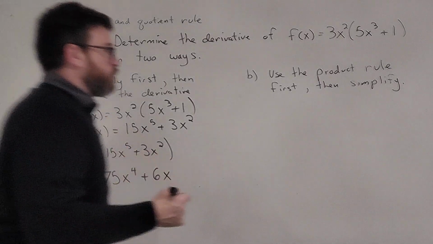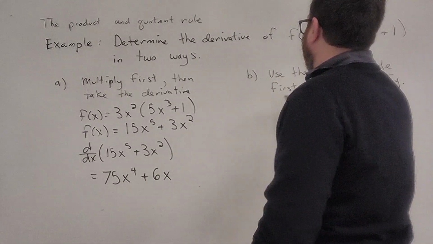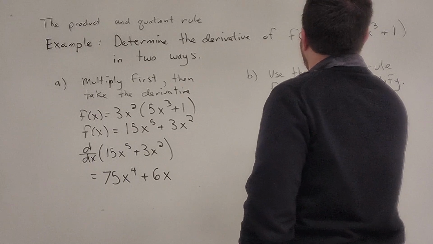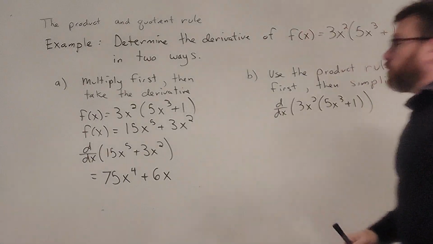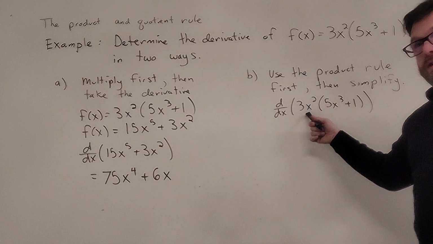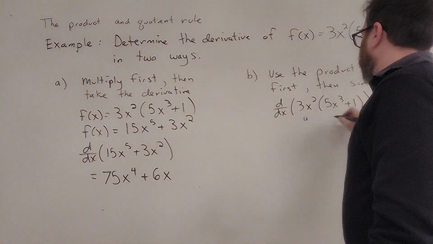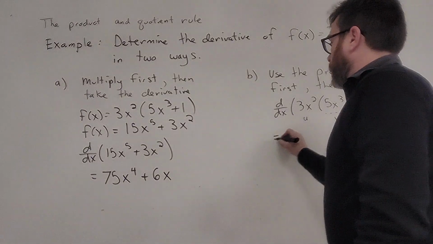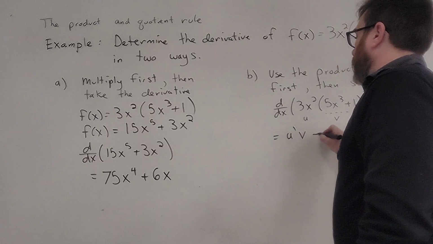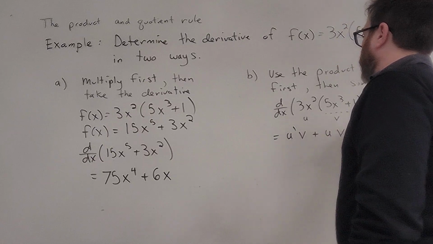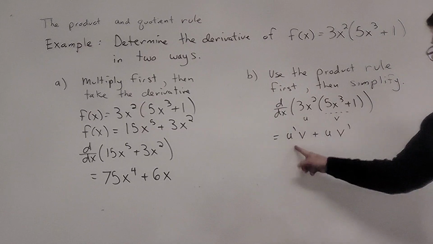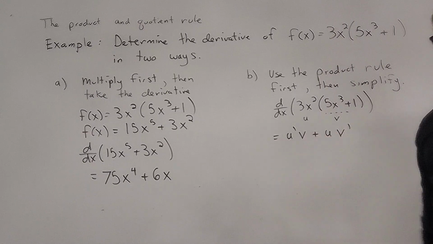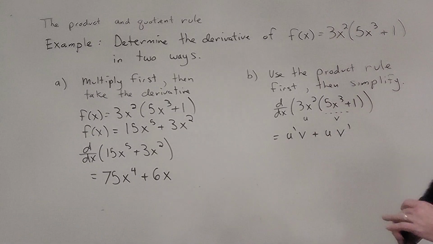Now, here we're going to use the product rule. The derivative with respect to x of 3x squared times 5x cubed plus 1. The product rule says, we can write this first term as u, and this binomial here is going to be equal to v. So we know its derivative is going to be the derivative of the first times the second plus the first times the derivative of the second. Now, many books like to write this term first and this term second, but I prefer to do it in this order because when we get to the quotient rule, it's going to share that same order. It'll help us memorize it easier.